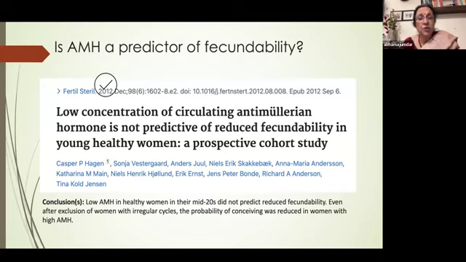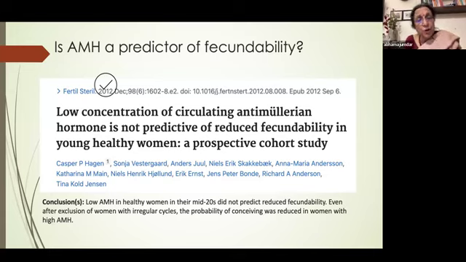Low concentration of circulating anti-Mullerian hormone is not predictive of reduced fecundability in young, healthy women. This is a prospective cohort study. And Casper P. Hagen is here. Conclusion was low AMH in healthy women in their mid-20s did not predict reduced fecundability. So if a woman in her 20s comes with a 1 nanogram AMH, please do not panic.